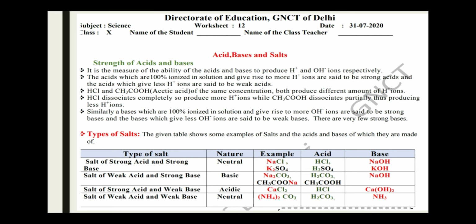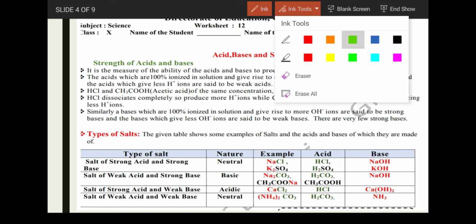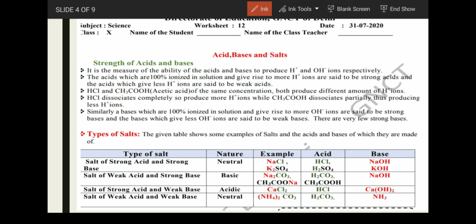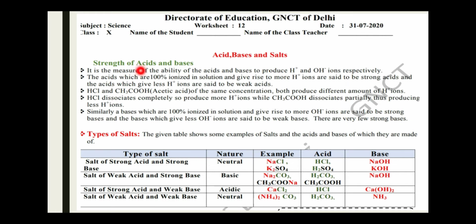Now we read your worksheet number 12. What is given here is the measure of the ability of acids and bases to produce H+ ions and OH- ions respectively. As we know, H+ ions are produced by acids and OH- ions by bases. The acids which are 100% ionized in the solution and give rise to more H+ ions are called stronger acids, and the acids which give fewer H+ ions are called weak acids.